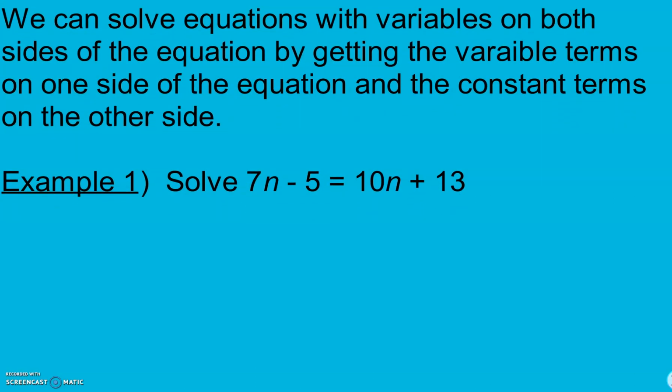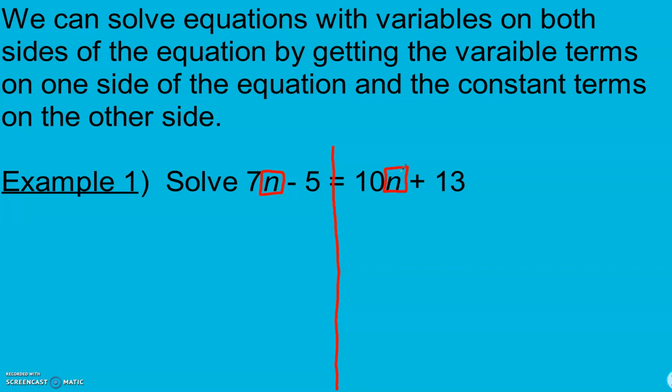So here in example 1, we're going to solve. The first thing we want to do, always, is to make sure that our left expression is as simple as we can get it and our right expression is as simple as we can get it. So here we have no parentheses to get rid of and no like terms. 7n minus 5 is as simple as we can get it, and 10n plus 13 is as simple as we can get it. So now if we look, I have variables on my left side and on my right side, and I want to try and get them all together because ideally we want to isolate our variable. So we can't do that if we have them in too many places.